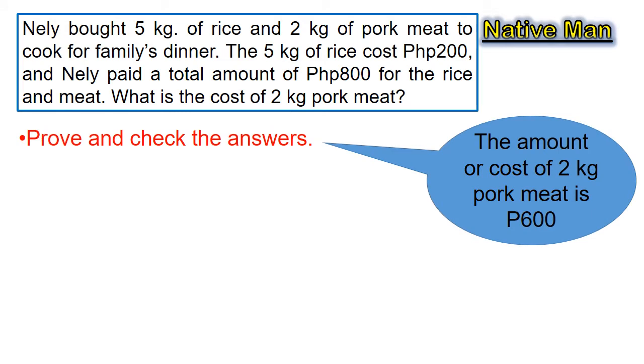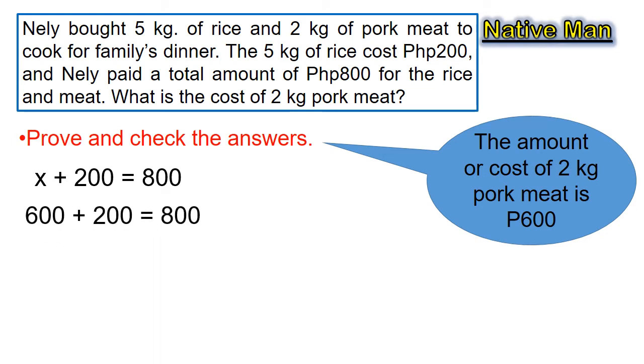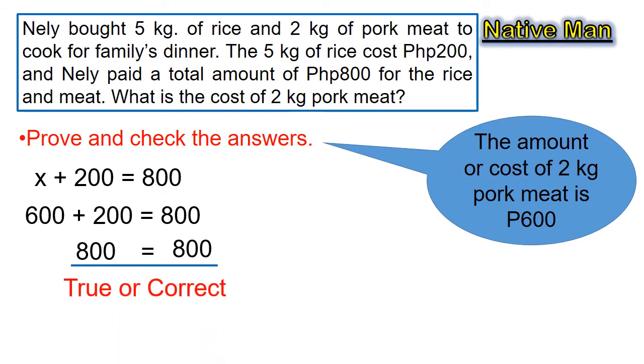Okay, after solving, we need to prove and check if our answer is correct. So, from the equation, x plus 200 is equal to 800. So, x is represented by the amount or cost of 2 kg pork meat. So, ang sagot po natin doon is 600 pesos. So, therefore, substitute lang po natin 600 plus 200 is equal to 800. So, 600 plus 200 is equal to 800, and 800 is equal to 800, and that is true or correct. So, therefore, tama po yung ating sagot.